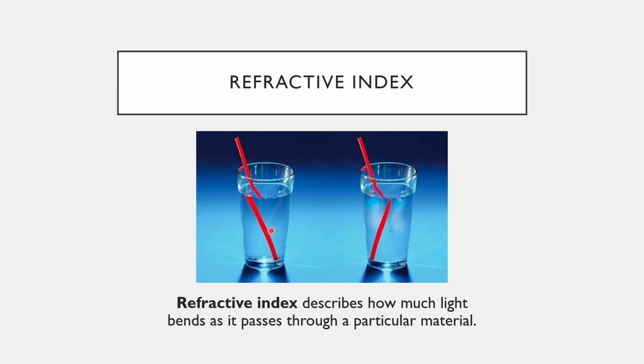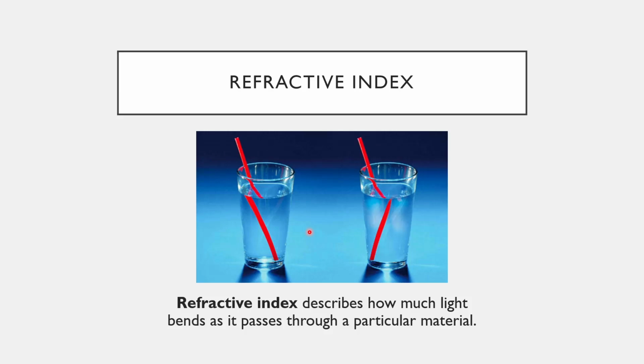That's because when the light passes from the water into the open air, the light bends. And that's because the speed at which the light passes through the water is different from the speed at which it passes through the air. This affects how you see this image here.